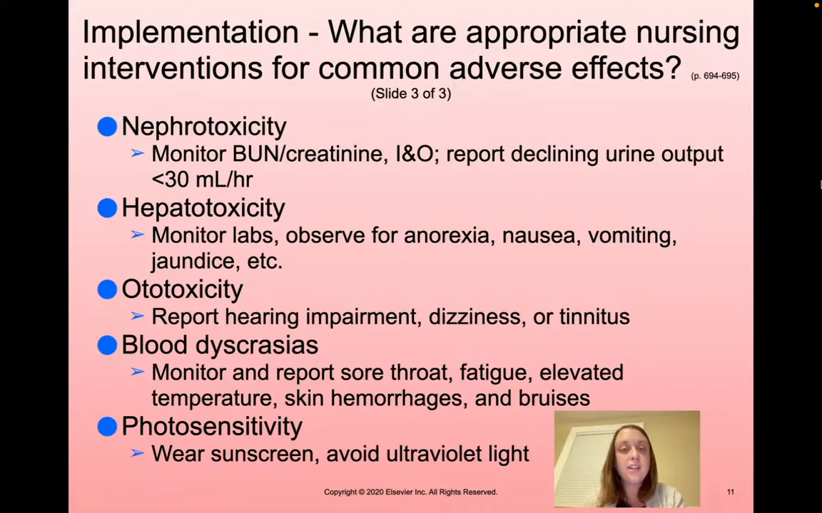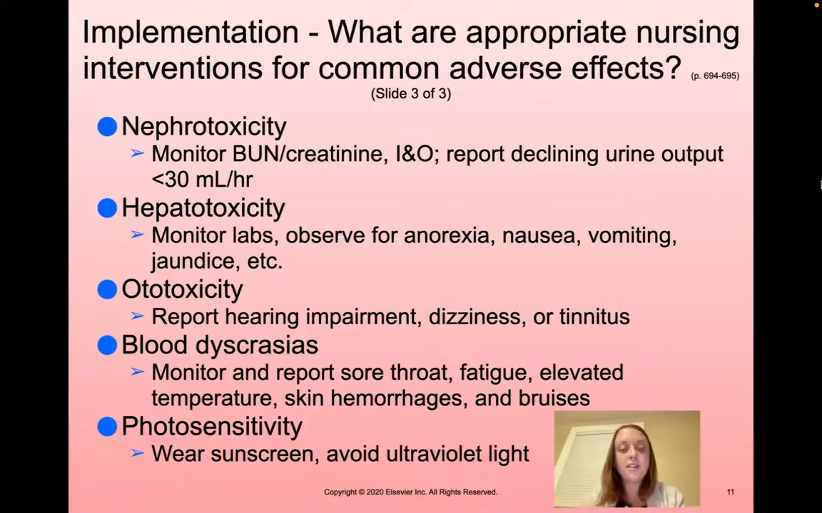While we're looking for signs of hepatotoxicity, we're monitoring labs to look for any changes in the liver enzymes. We're looking for signs of anorexia, nausea, vomiting, jaundice, which is like yellowing of the eyes and the skin. Any of those things are signs of hepatotoxicity and need to be reported.